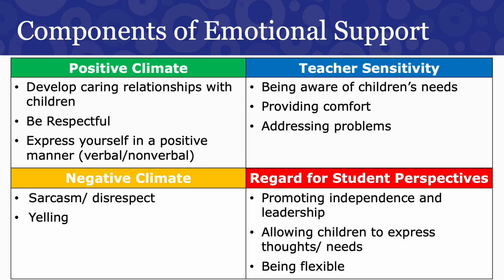Teacher sensitivity focuses on the awareness the teacher has about what is currently happening in the classroom and how the teacher is responding to children's emotional and academic needs. Negative climate is about the level of negativity expressed by the teacher or children. Regard for student perspective focuses on the degree to which the teacher's interactions with the children and the classroom activities place an emphasis on the children's interests, motivations, and points of view.